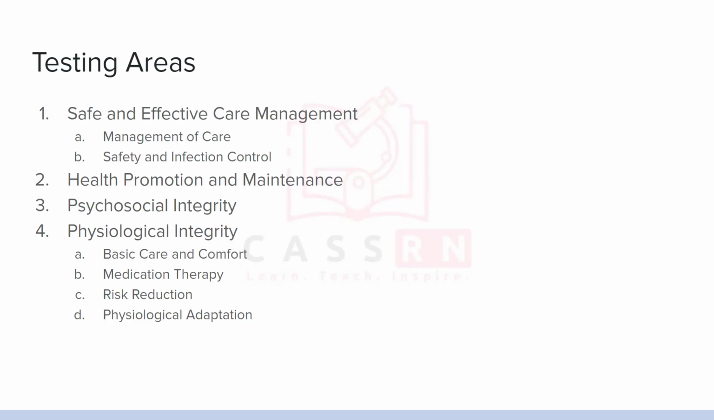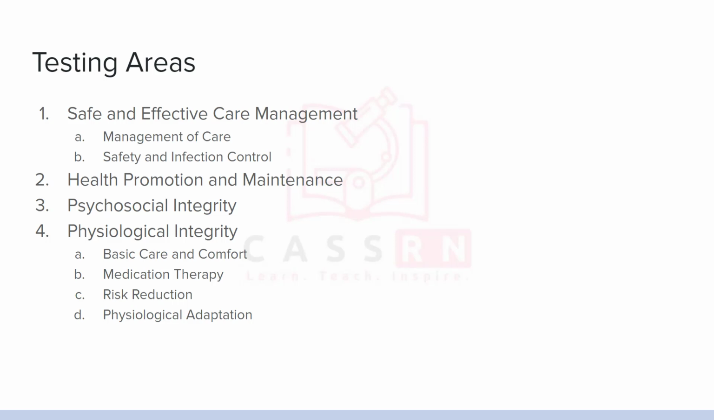There are 4 testing areas with 6 subcategories. So really it boils down to being 8 categories. First off, we have safe and effective care management, with a breakdown of management of care and safety and infection control. Then health promotion and maintenance, psychosocial integrity, and physiological integrity, which has 4 subcategories: basic care and comfort, medication therapy, also called pharmacological and parenteral therapies, then reduction of risk potential or just risk reduction, and physiological adaptation.